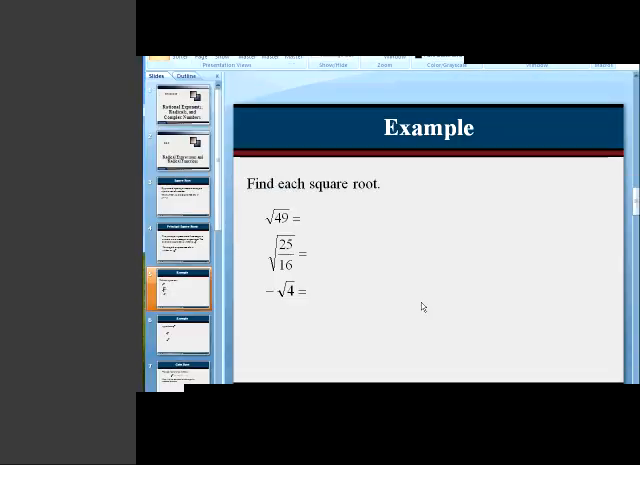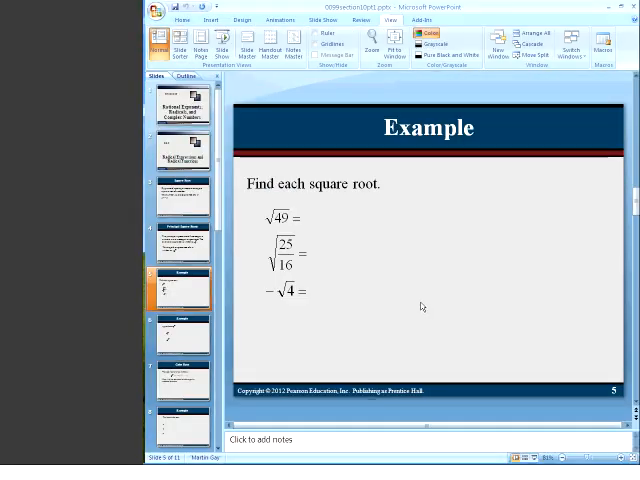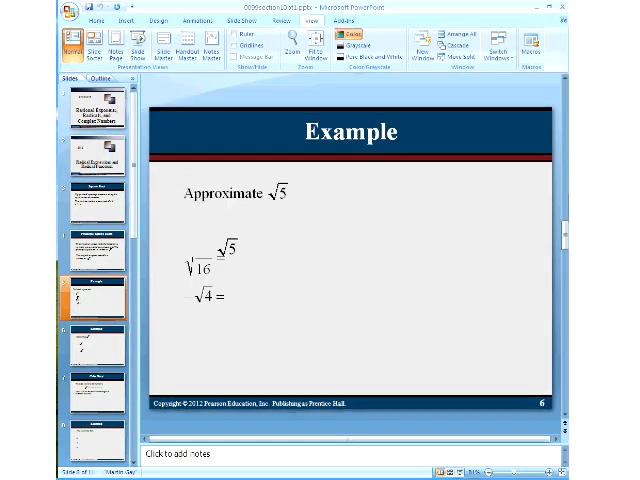Alright. So that covers just the basic definition of what it means to be a square root and what the symbols mean. Now, you're going to be asked to use your calculator to approximate square roots, because the square root of 5 is not a whole number. There's no whole number that I multiply by itself to get 5.